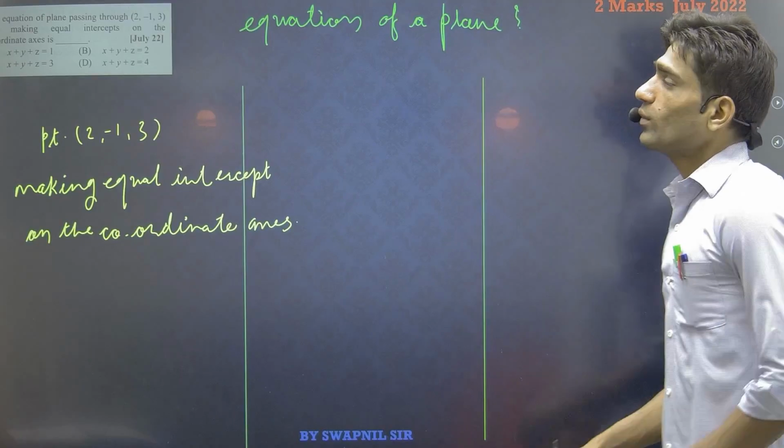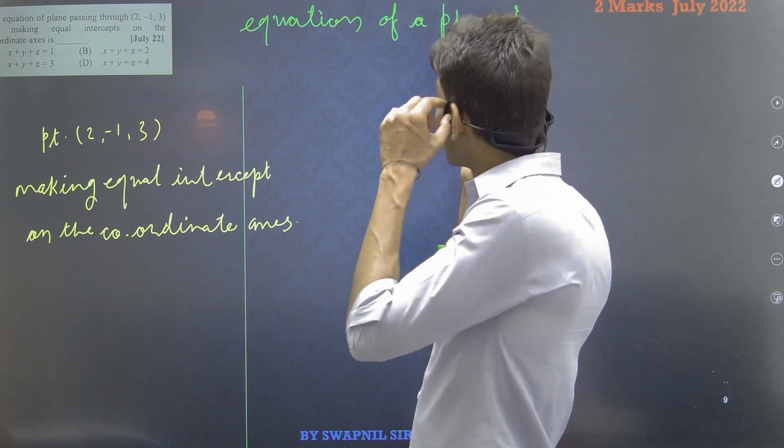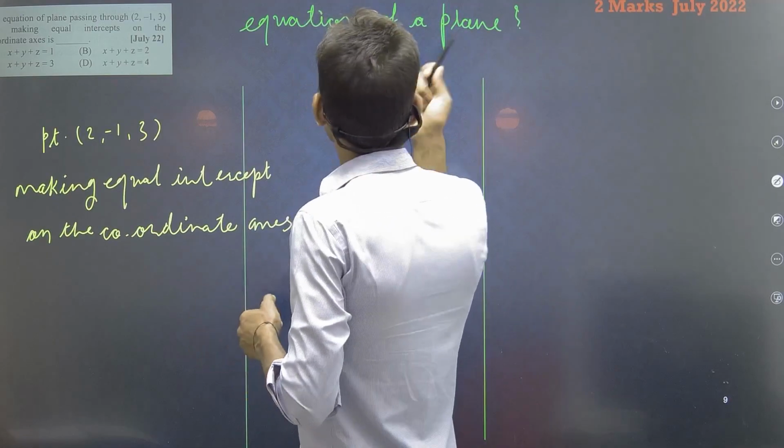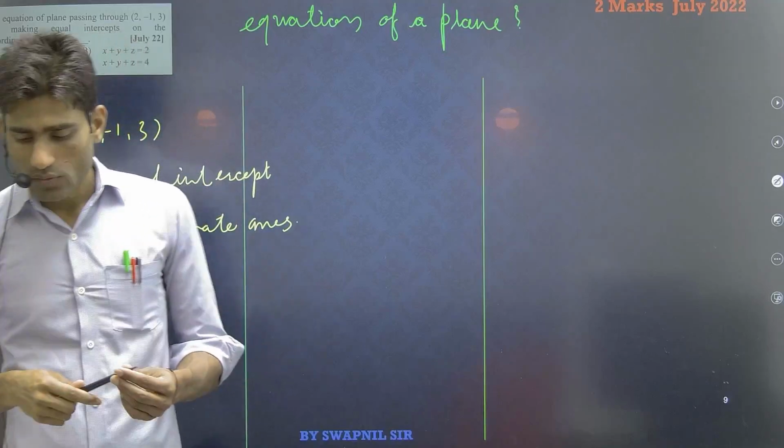Making equal intercepts on the coordinate axes. Now we want the equation of a plane which is passing through this point. So the point is given here.